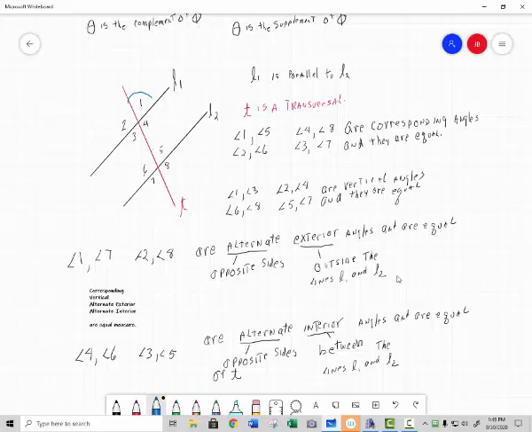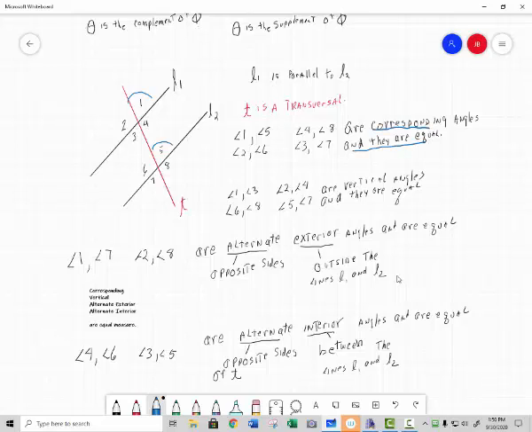If you would, picture breaking these two pieces up into two separate pieces, and you can see that they correspond. 4 would correspond with 8, 2 corresponds with 6, 3 corresponds with 7. Those are corresponding angles, and those values are equal.